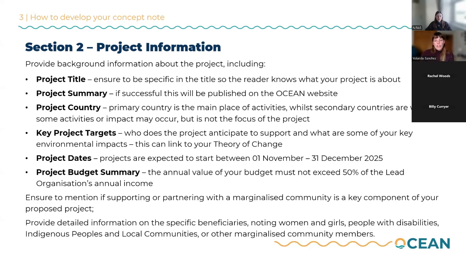But in your application, in the project information, if it's possible, make sure to mention if you are supporting or partnering with a marginalized community, because that's going to be a key component of your proposal. Also, if it's possible, provide detailed information on the specific beneficiaries, noting that women and girls, people with disabilities, indigenous people and local communities, or other marginalized community members will have a special focus.